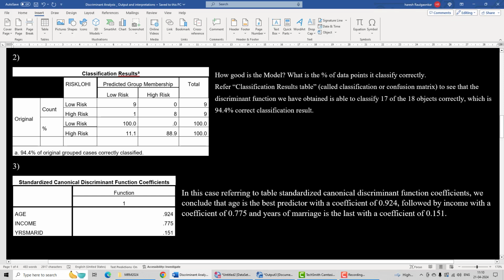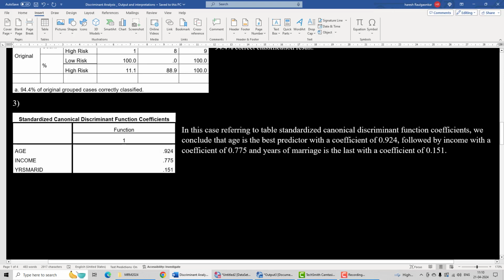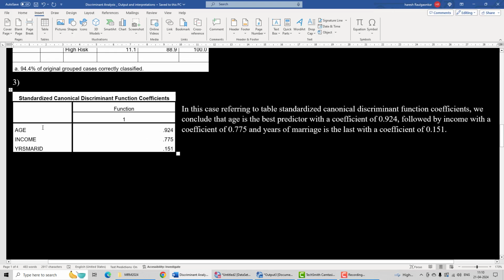Now we come to the standardized coefficients, and the standardized coefficients table clearly shows that the coefficient for age is 0.924, followed by income, followed by years of marriage. So what that shows is that the best predictor among the independent variables is age. Age has come out as the best predictor, which is influencing to the maximum extent whether the credit card is to be given, or whether the customer is to be classified as low risk or high risk.